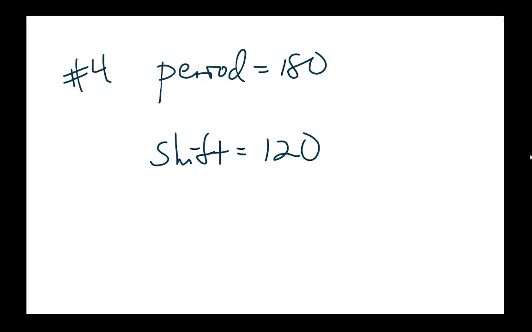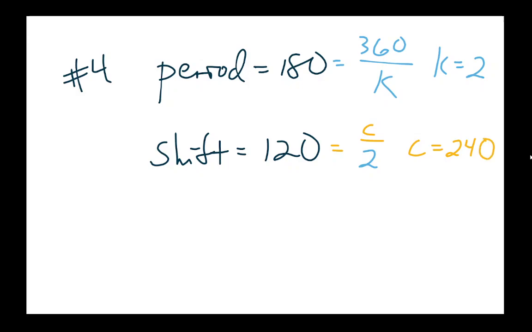Now remember, the period is 180, which means the original period divided by k is going to equal 180. If we solve that equation for k, we get k equals 2. And the shift is 120, which equals c over k. We already know that k equals 2, so that's c over 2, and if you solve that for c, you get 240. So we're using the same formulas, but solving them for k and for c.